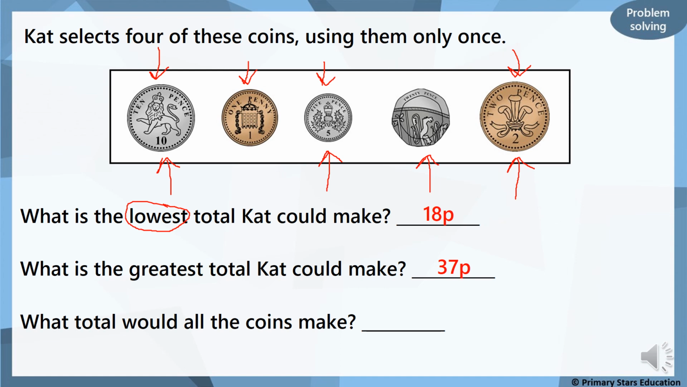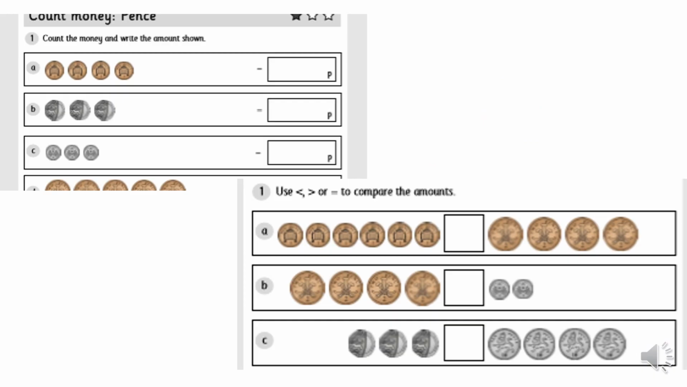What total would all the coins make? Add those up. And we've got 38p. So your tasks associated with this, and they are a bit blurry on here, so I do apologise, is to count the money and write the amount shown. So you literally are counting the value of the coins. So on here we have the 1p coin, we have 1, 2, 3, 4. The value is 4p. And you would do that for each of the sets of coins.